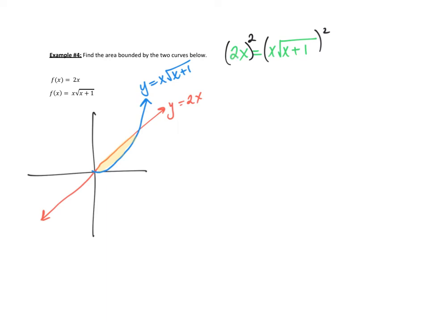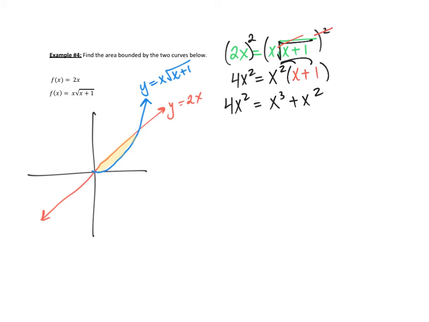Just like this. So if I have to square 2x, I'm going to square the 2 and the x. So 2 squared is 4, and x squared is just x squared. So this would be 4x squared. And if I square this side over here, I square the x. So x squared is x squared. And I multiply it by the square root of x plus 1, squared. So the square and the square root here will cancel each other out, and I'll be left with x plus 1. So we can distribute, and I get x to the third plus x squared equals 4x squared.